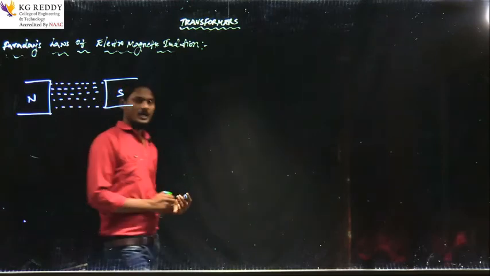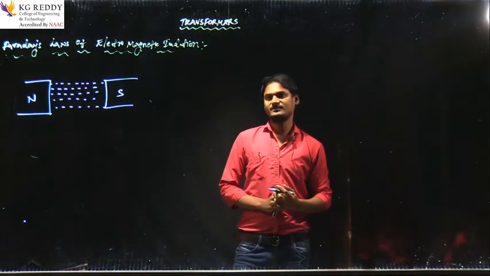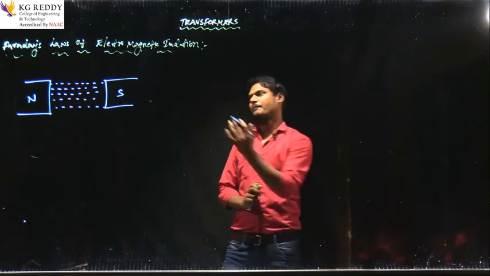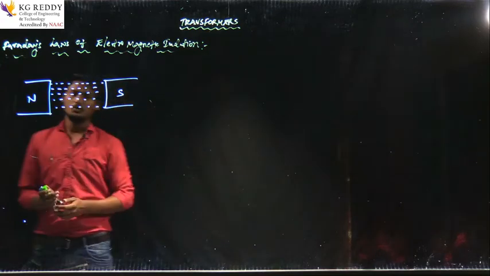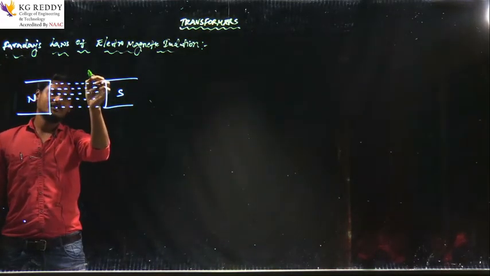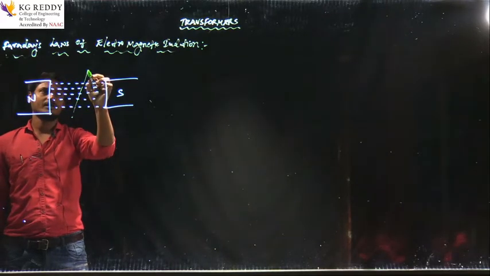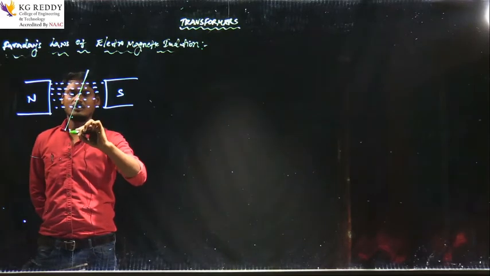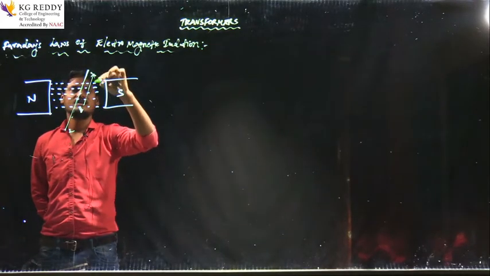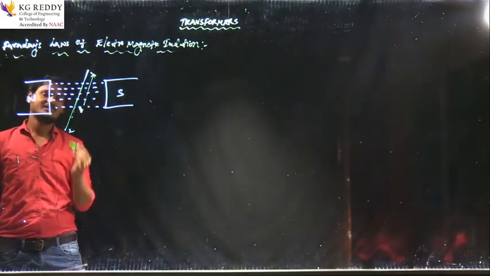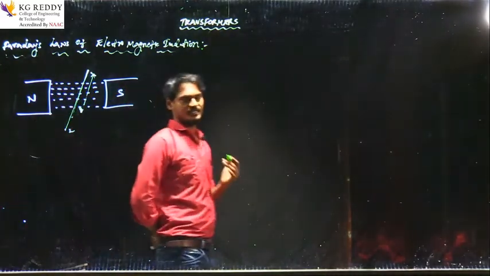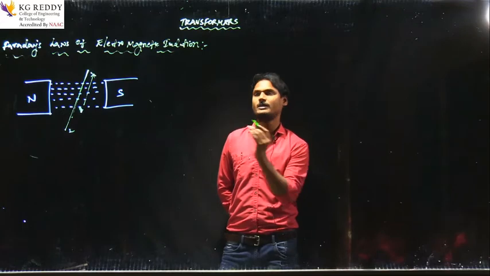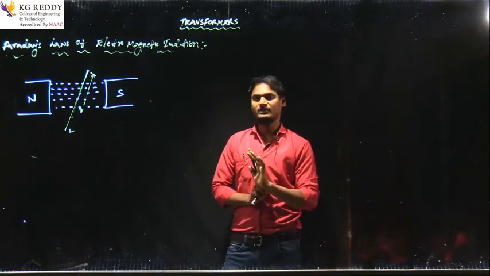So guys, now according to Faraday's law, I need to keep a conductor. I need to keep a length of conductor between the two poles. So I am going to consider here a length of conductor like this. This is a particular length, so we can call it small l. This is the length of that conductor. Now this conductor has to rotate between this magnetic field system, so that only the EMF will be induced in that conductor.